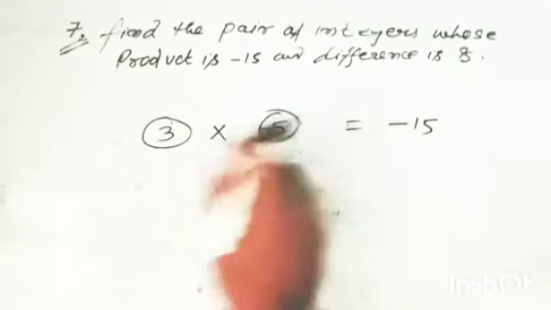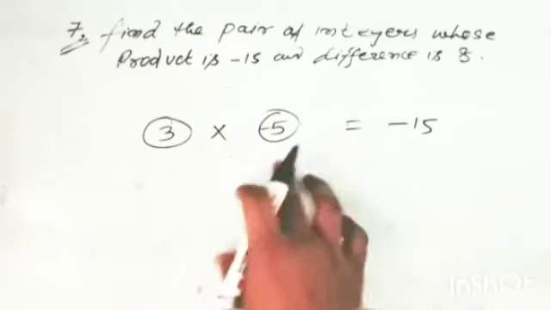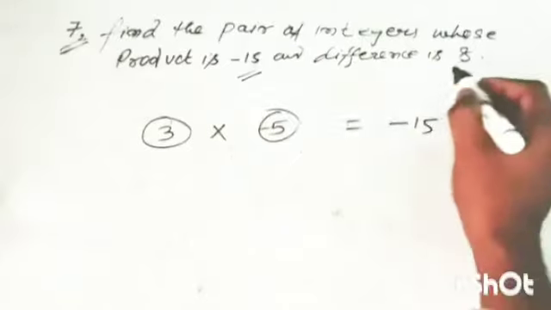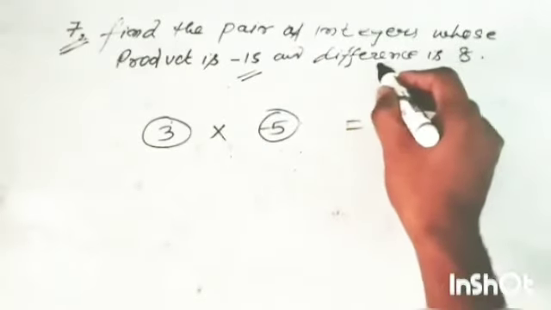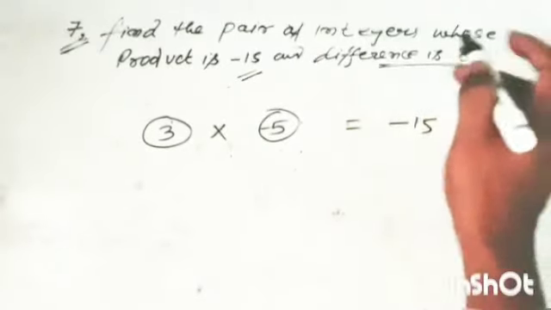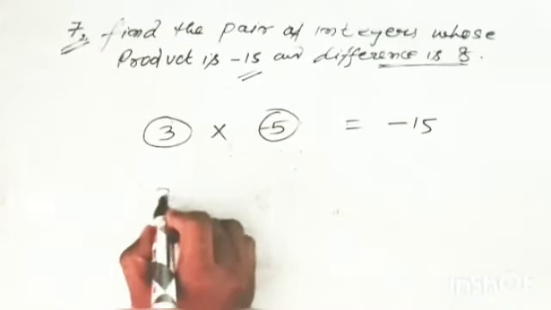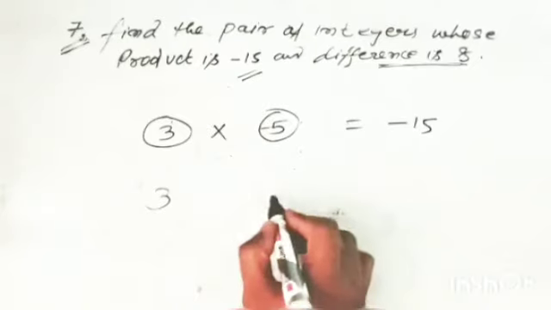So let's put minus in one number, any of the numbers. So minus is put here. 3 and minus 5 when multiplied together give you minus 15. One condition is satisfied, children. Let's see the other thing which we have to find here. That difference should be 8. So let's try to find out the difference between these two. So we have to find the difference between 3 and minus 5.